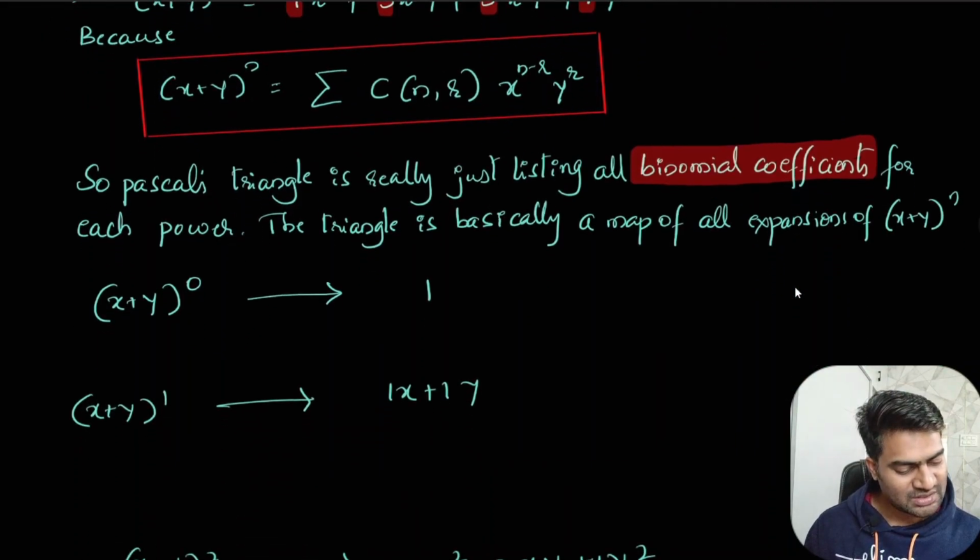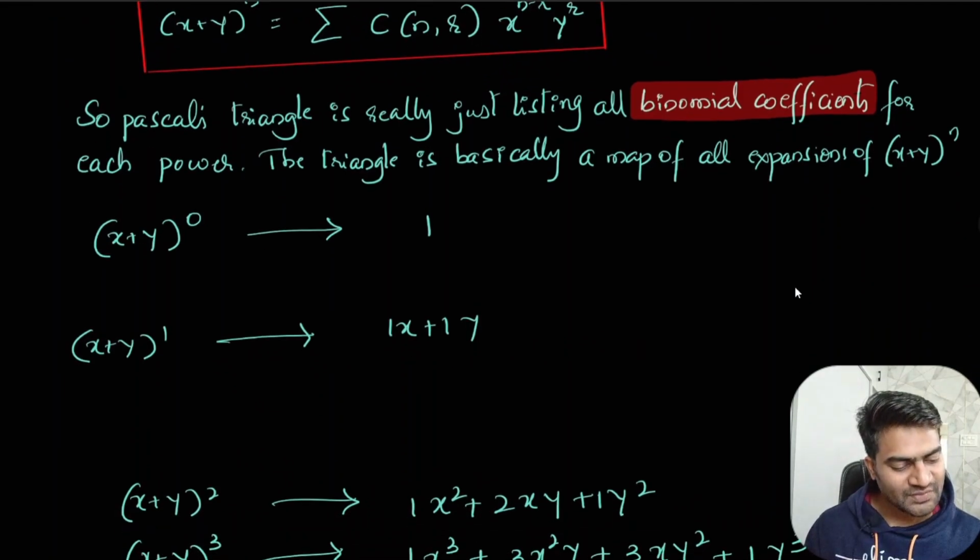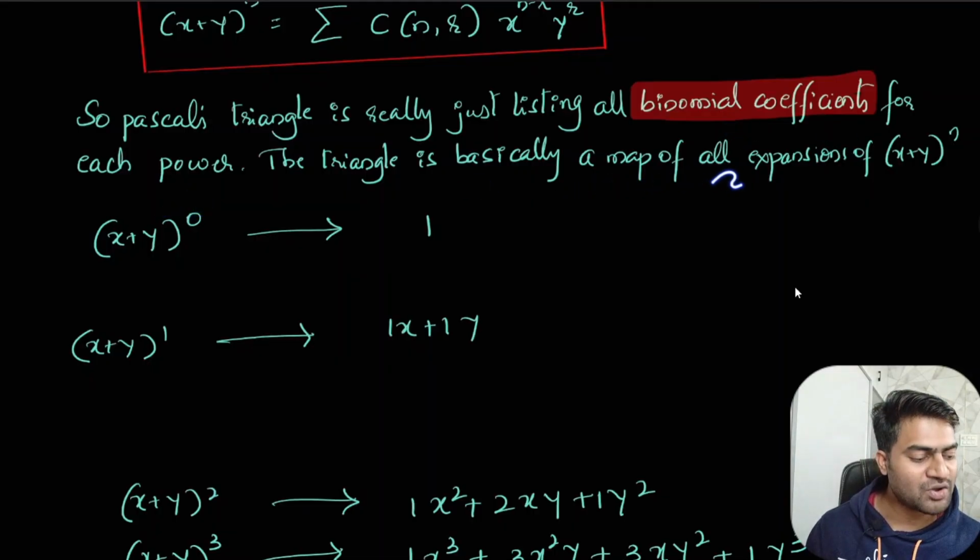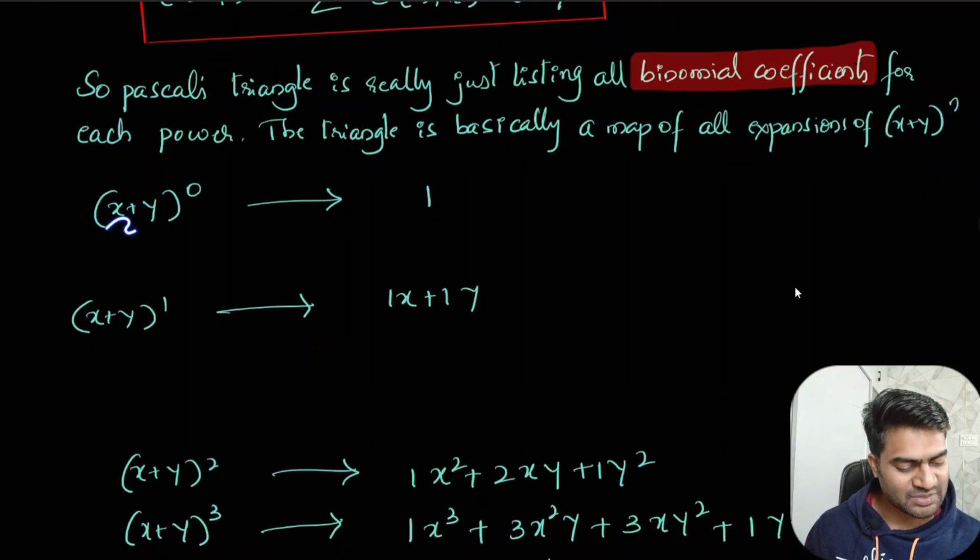Now if you see, this Pascal triangle is really just listing all the binomial coefficients for each power. The triangle is basically a map of all expansions of (x plus y) to the power n, where n is basically the row number. Correct, right? Now (x plus y) to the power 0 is simply 1, so this was our first value. (x plus y) to the power 1 is 1x plus 1y, so 1, 1. This is the second row in our Pascal triangle.